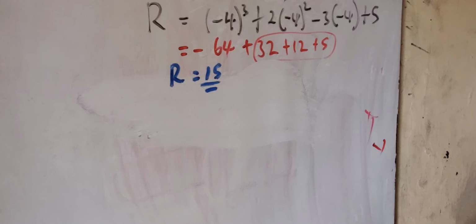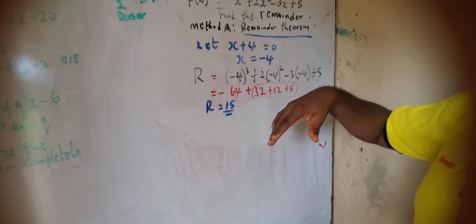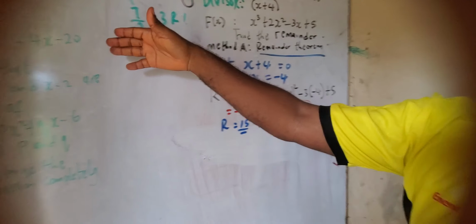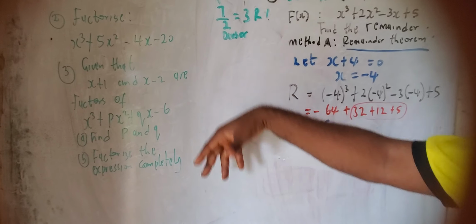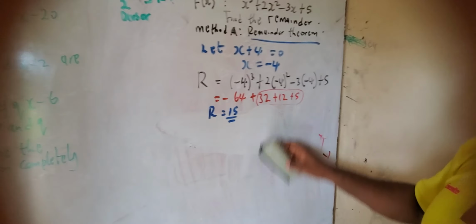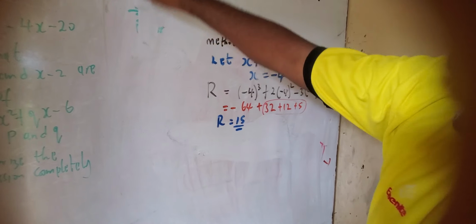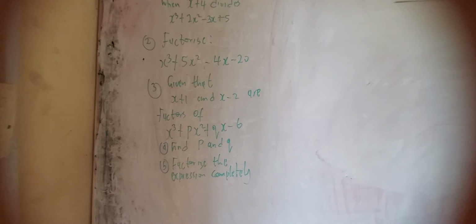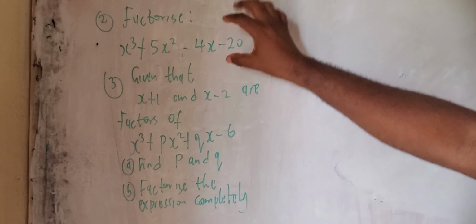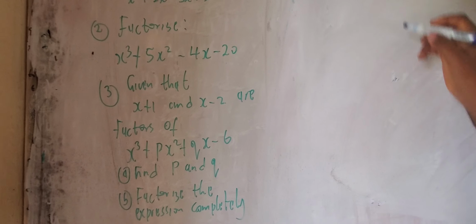So the second method is a long division method, which we are going to see in solving one of these problems that we have on the board. Now let's move down to solving the second problem. The second problem says that we should factorize this particular polynomial.